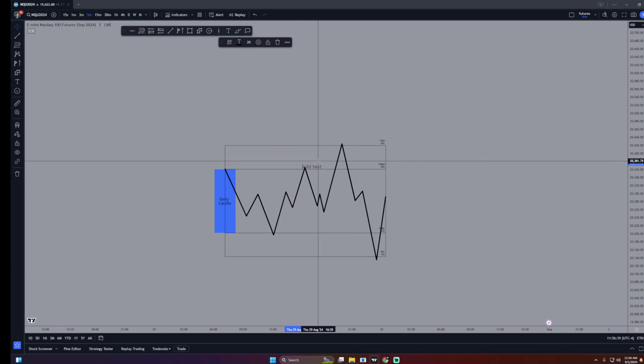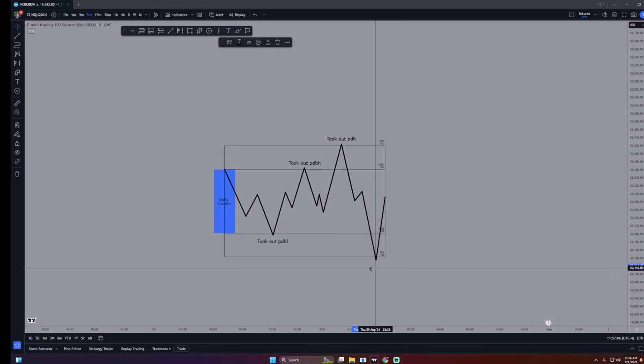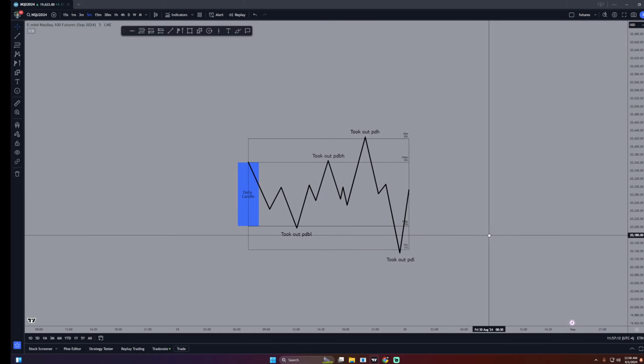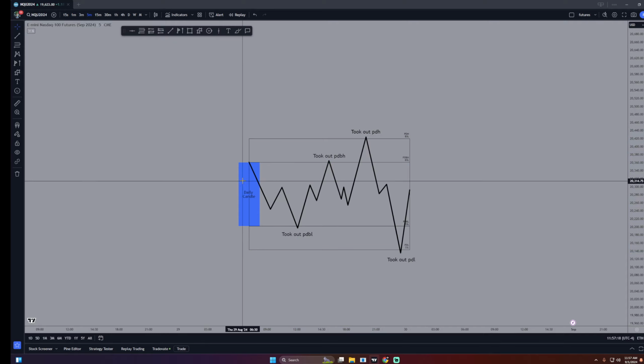So we see it took out previous day body high. Okay. Took out previous day body low. Took out previous day high. Took out previous day low. Alright. So whenever you are looking at a daily candle and you want to see what the next day will do, this is a good way. This is a good confirmation, okay?